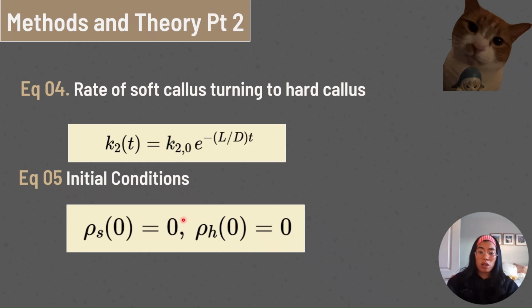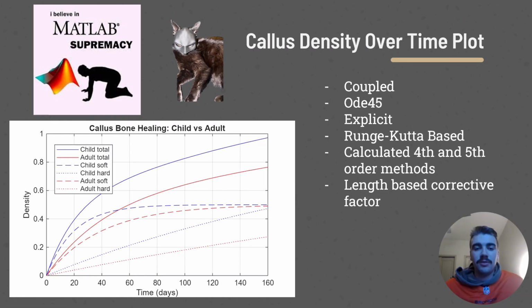Initial conditions, equation 5, are found by assuming that when the subjects break their bone at t equals 0, there will be no soft or hard callus present. For our model, we have a system of two coupled ODEs, since the equation for hard callus density depends explicitly on the equation for soft callus density. The hard callus formation depends on soft callus, but the soft callus is independent, so the system is only one-way coupled. The hard callus is formed by both direct mineralization and, as time goes on, the soft callus converts and mineralizes into the hard callus as well.